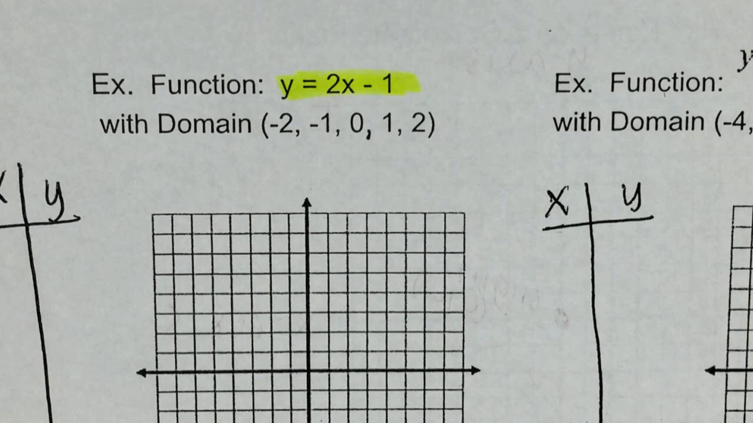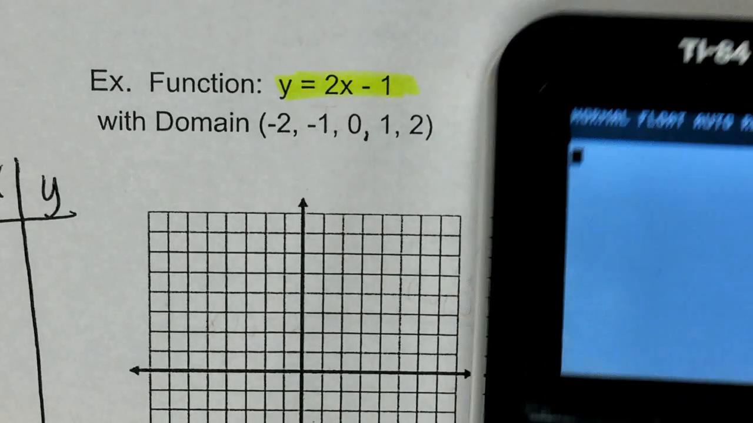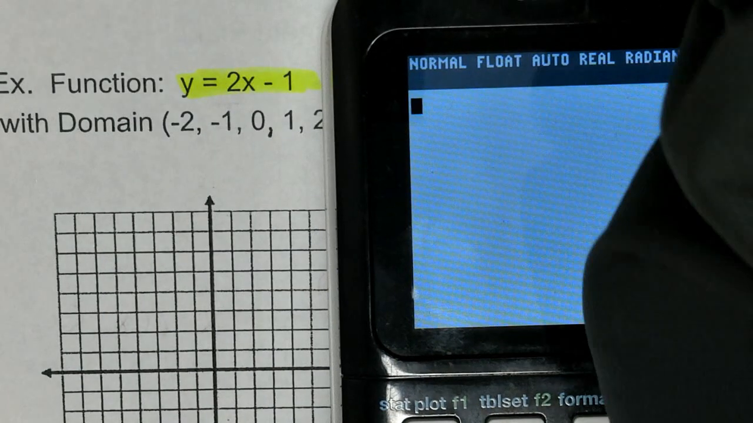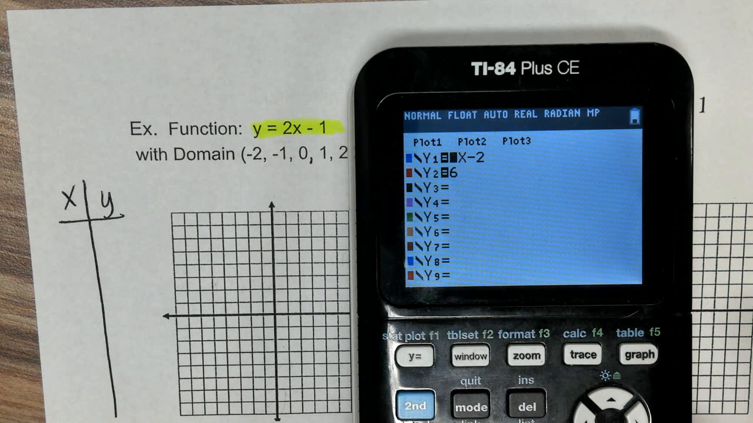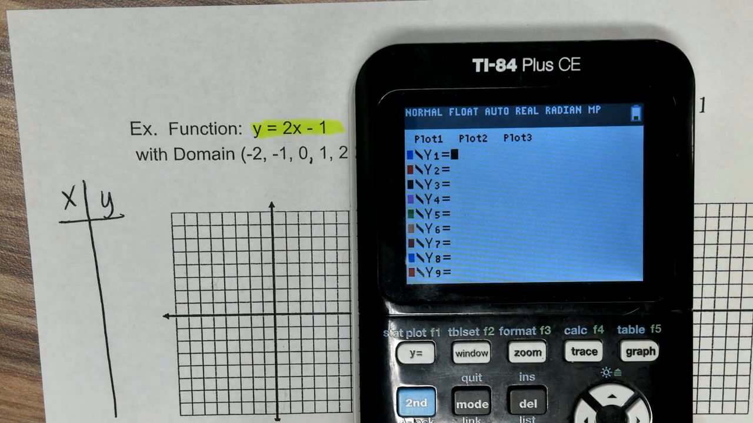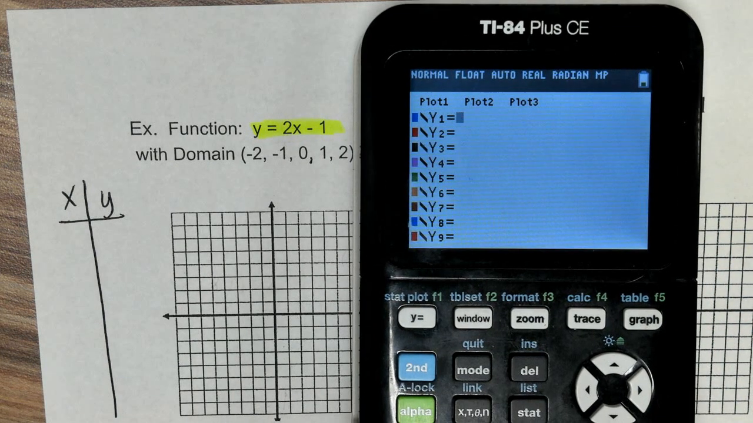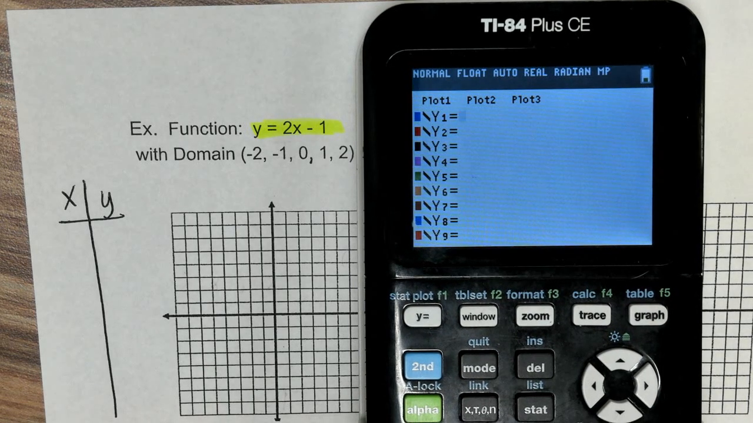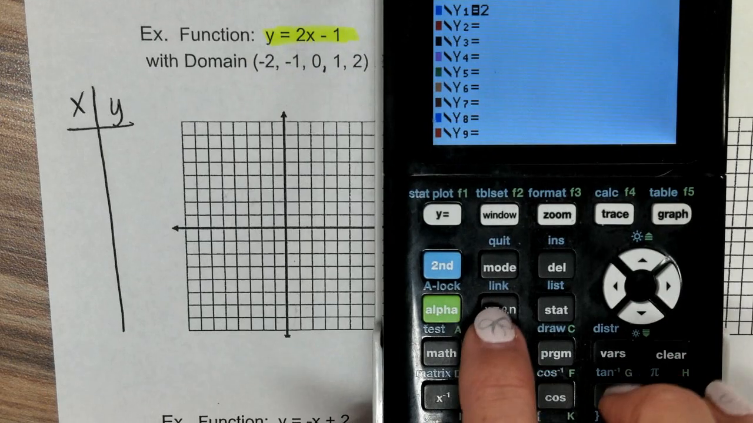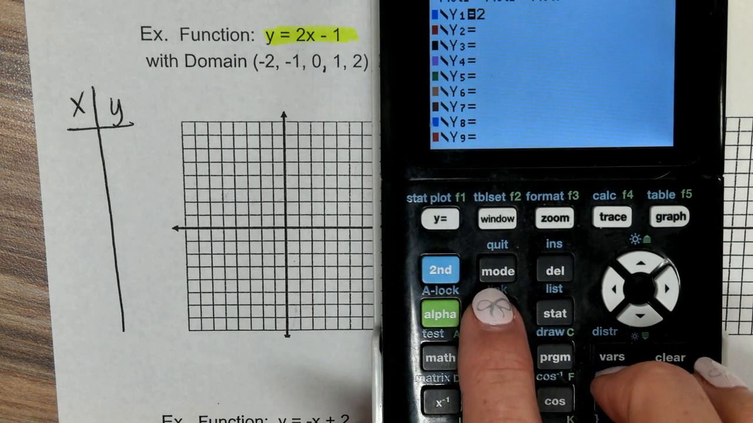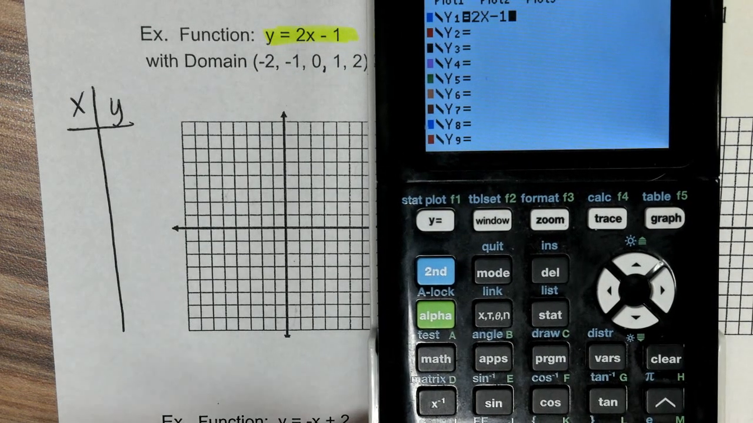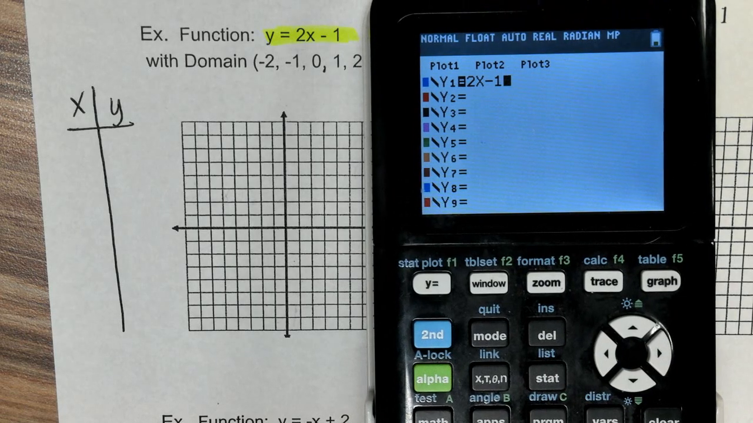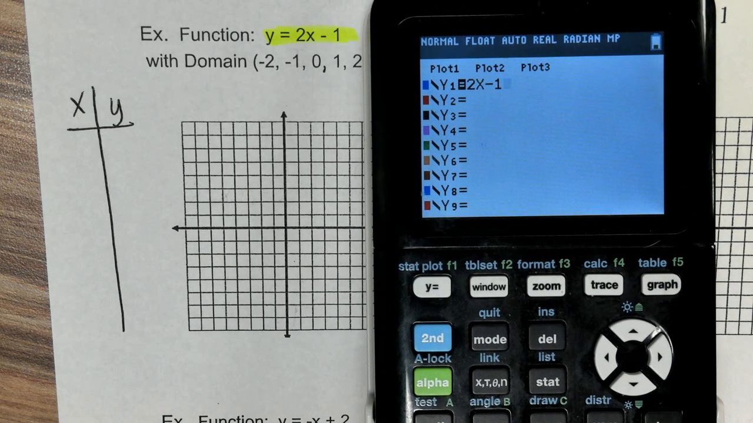So turn your calculator on. Everybody turn your calculator on and go to y equals. If there's anything in there, please clear it out. You're going to type in 2x minus 1. So 2, does everybody remember where x is right here? 2x minus 1. I should see everybody typing it in.